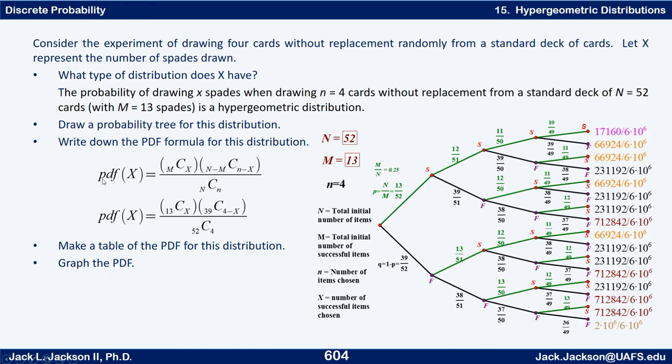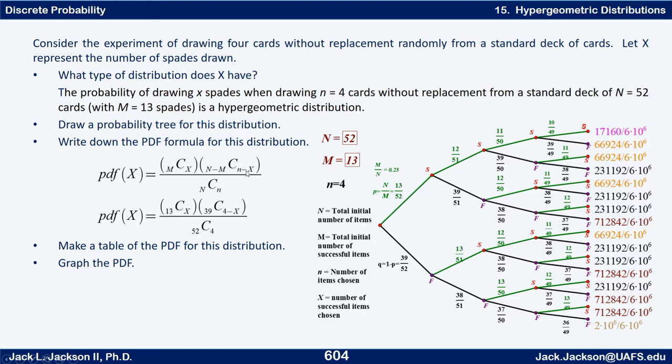And as we've seen in our previous videos, the PDF, or probability that X equals an X value, for the PDF of X is given by this formula here. It's M choose X. That's the way of choosing X successes from a total of M successes: X successes in the sample chosen from the M successes in the population. So M is 13 spades, and we're choosing X, whatever that may be, as the number of spades in our sample of 4 cards. Then capital N minus M, in this case 52 minus 13 is 39, is the number of non-spades, the number of failures in the population.